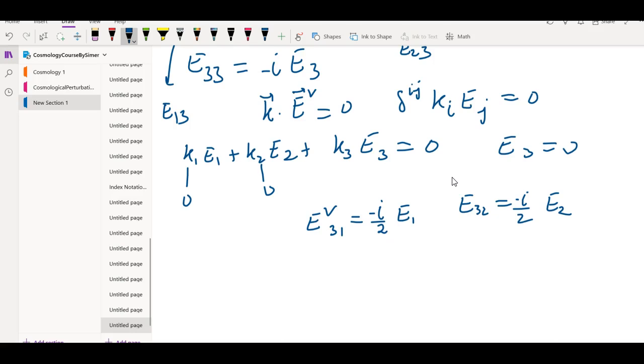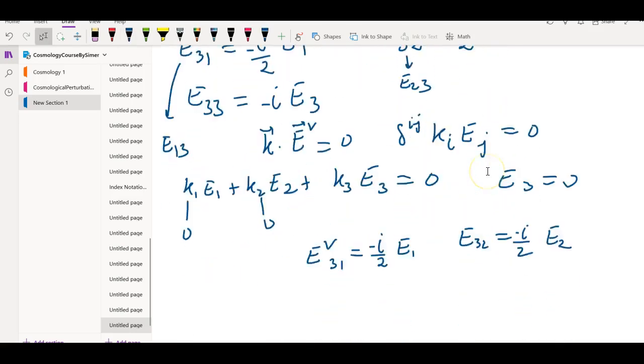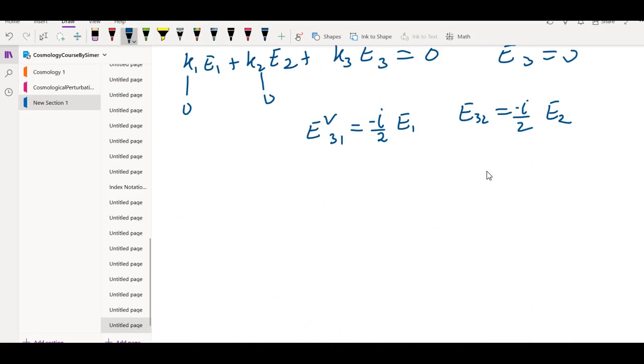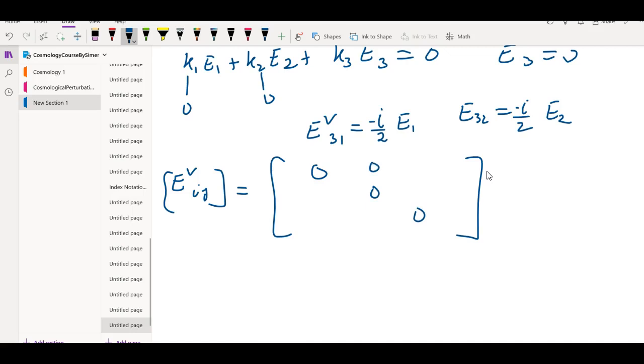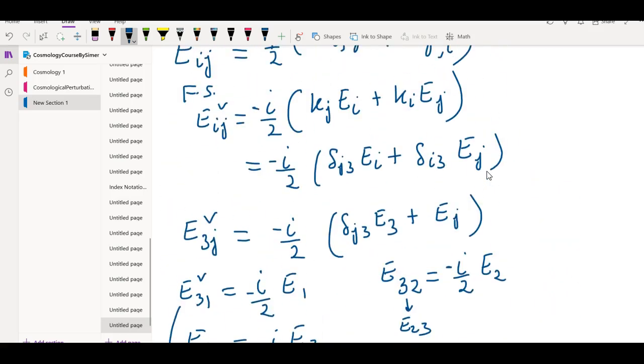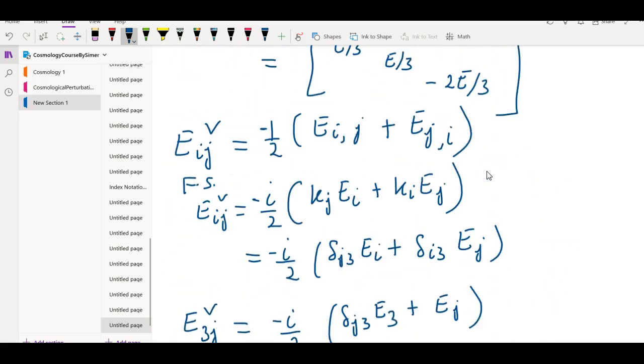So we can write that this EV IJ is equal to, we'll use the symmetry and traceless also. So this is 0 0 0. We only have 31 component. 31 component is minus i E1 by 2. Did I make any mistake here, or is it all good?